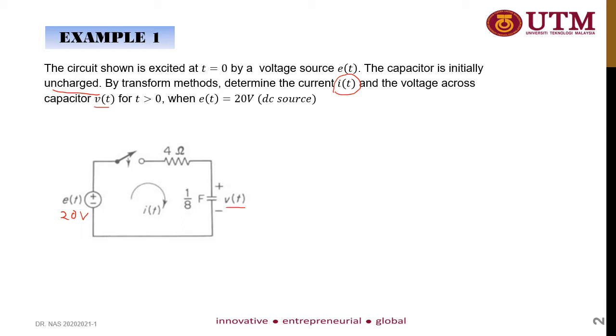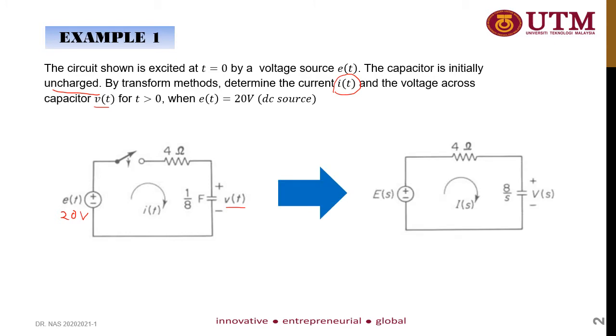So in order to solve this, you need to transform the circuit into S-domain circuit. The source e(t) becomes E(s). So 20, when you convert into S-domain, is 20 over s, and R stays as it is. And then the capacitor, you have 1 over sC. Your C equal to 1 over 8, so 1 over sC equal to 8 over s.